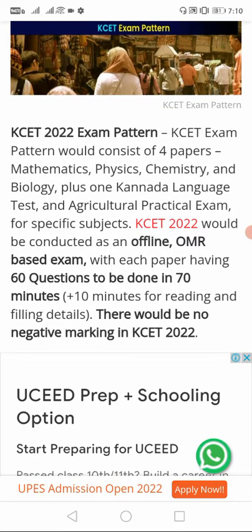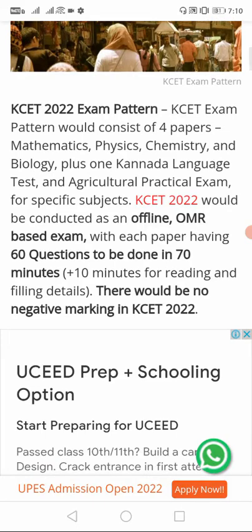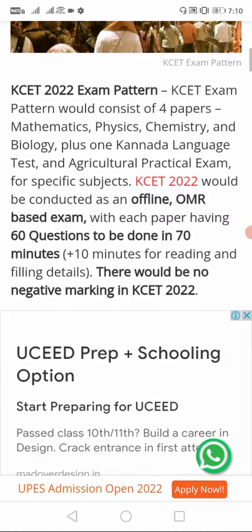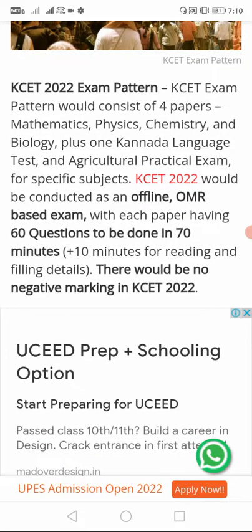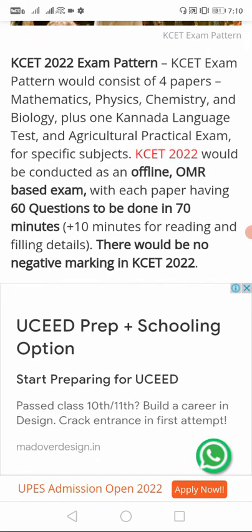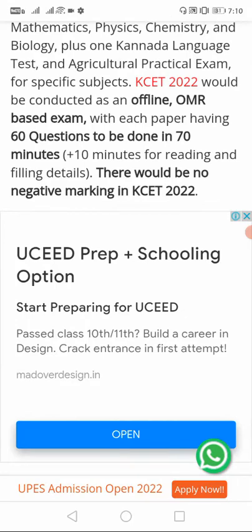It will be conducted in offline mode and is an OMR based exam. I hope you are writing an OMR based exam for the first time, so you can practice it by taking other agency tests and all, using this OMR sheet. With each paper having 60 questions, you have 70 minutes to answer 60 questions. Why is 10 minutes extra given? For reading the question paper and filling in the details they have given.